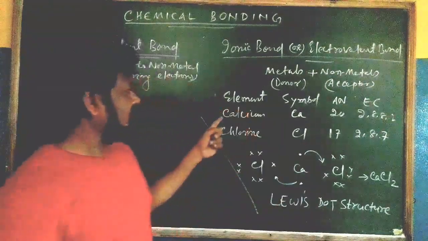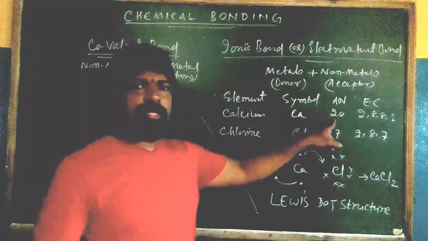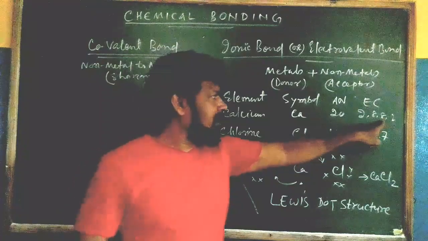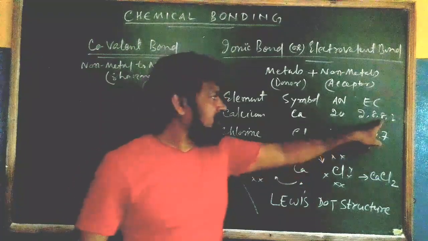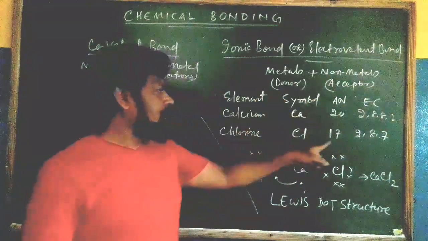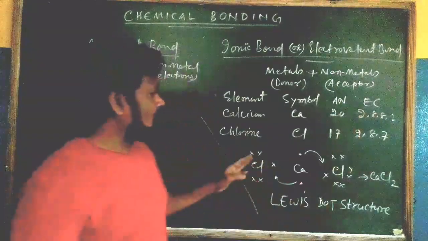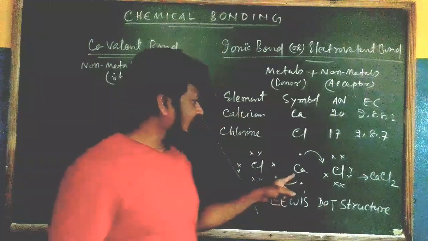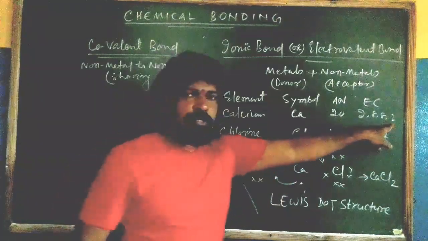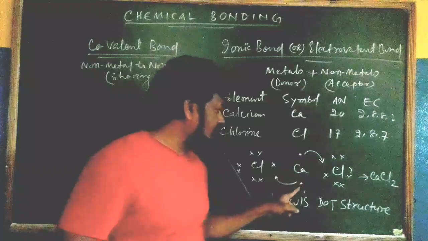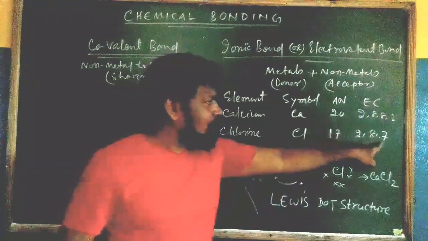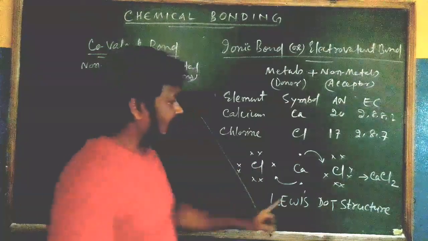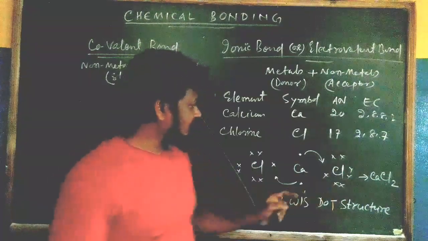Coming to another case, calcium has atomic number 20, so the electron configuration is first orbit 2, second orbit 8, third orbit 8, fourth 2: 2 plus 8 is 10, 10 plus 8 is 18, 18 plus 2 is 20. And chlorine is 17, with 2, 8, 7. Like before, I am just drawing the outermost orbit. This is calcium. Calcium has only 2 electrons in its outermost orbit, here 1 electron, here 1 electron. And chlorine has 7 in its outermost orbit: 1, 2, 3, 4, 5, 6, 7, and one more 1, 2, 3, 4, 5, 6, 7.